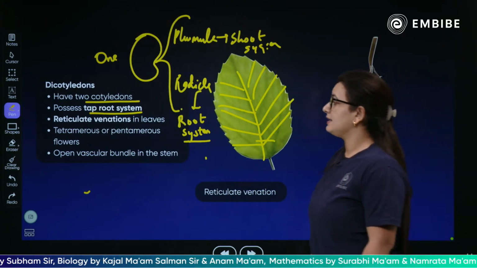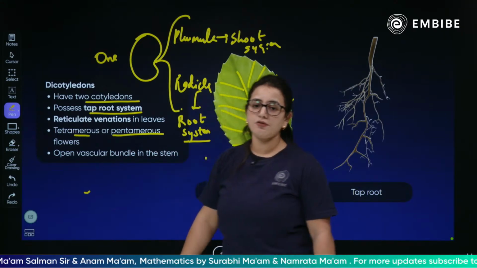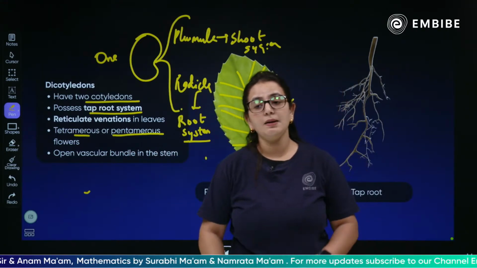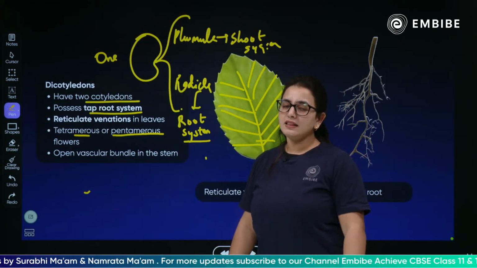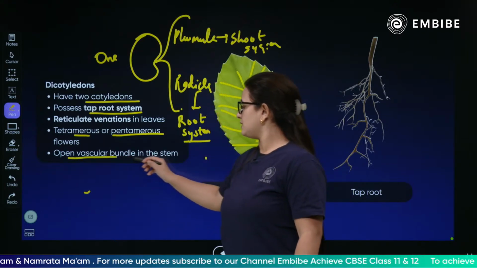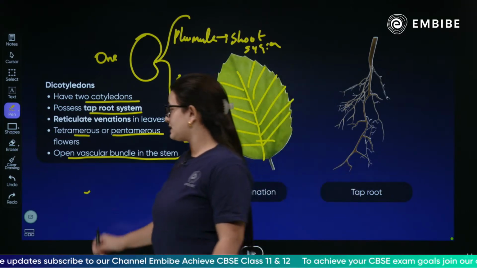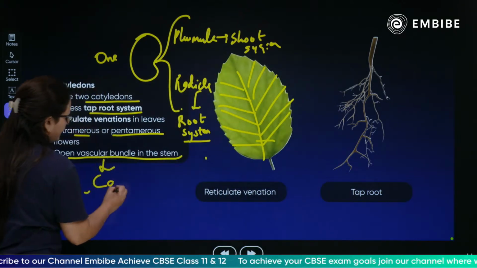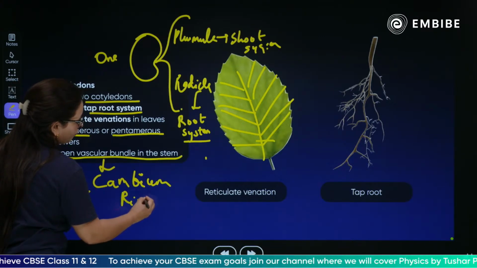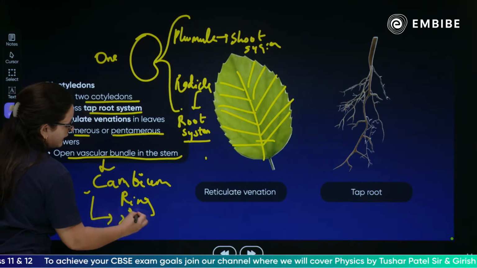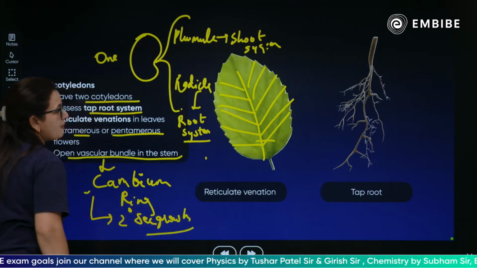Yes, and next they have tetramerous or pentamerous flowers. They have two types of flowers, tetramerous and pentamerous. Tetra means 4, penta means 5. Yes, and they have open vascular bundles. What are open vascular bundles? Open vascular bundles means they have a cambium ring between the xylem and phloem, which is responsible for secondary growth. That is why they are known as open vascular bundles.